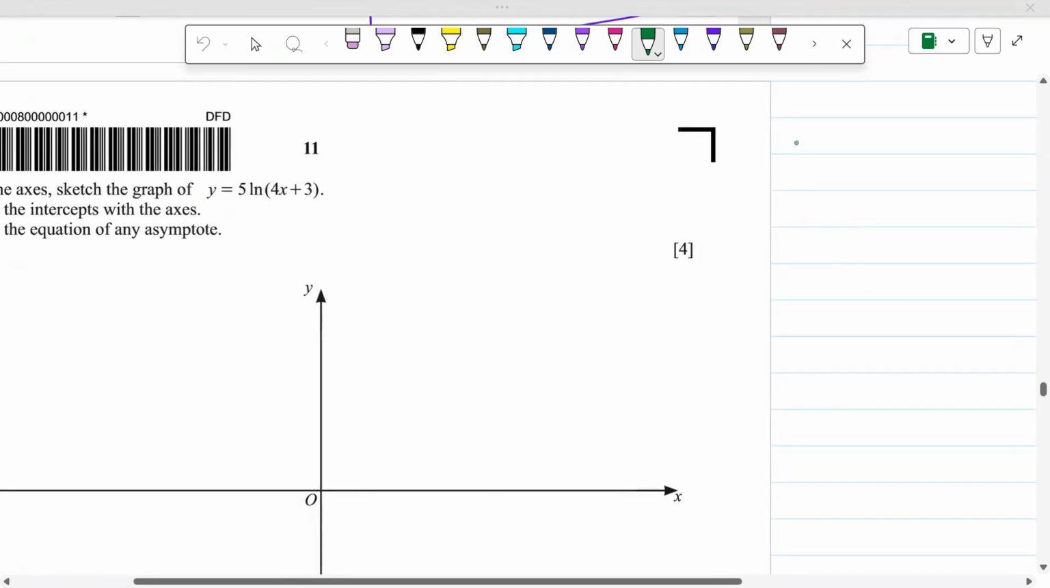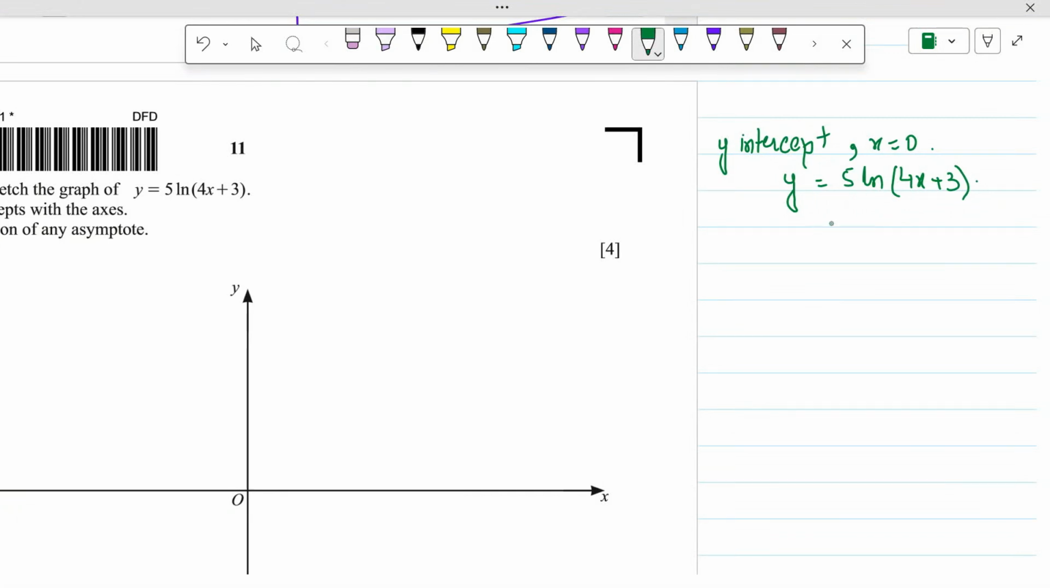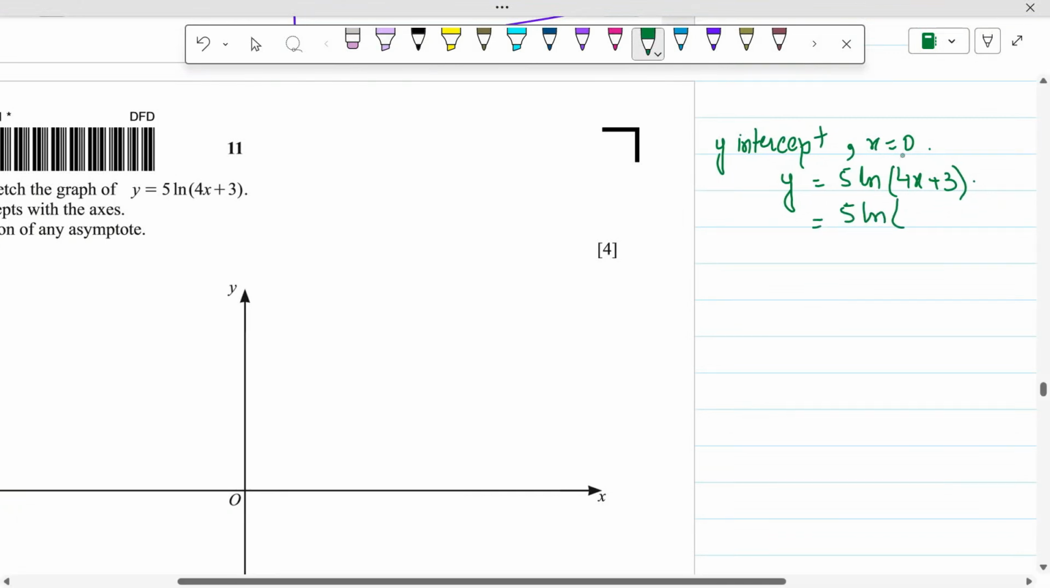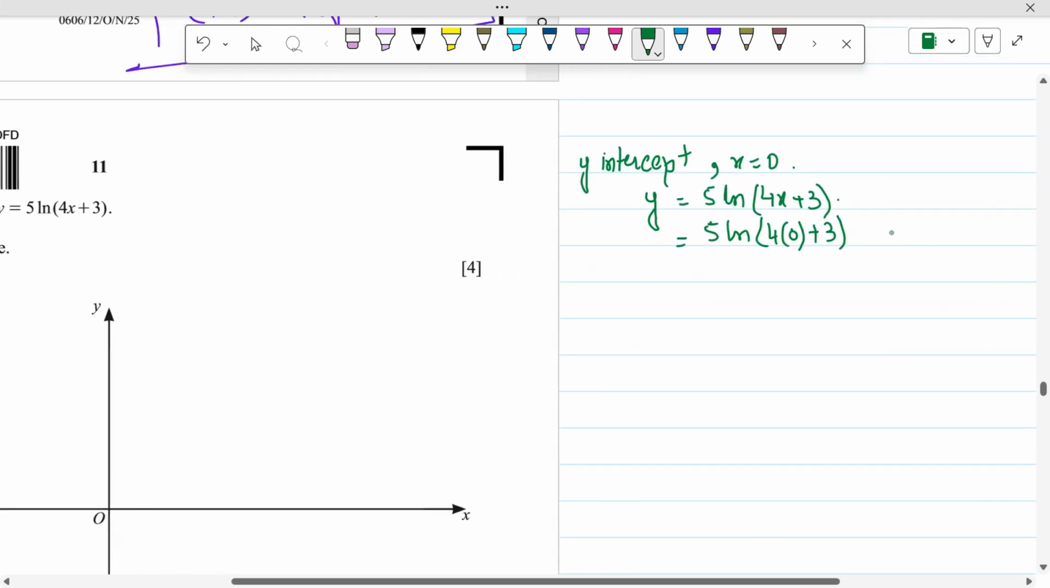To find the y-intercept, we will use x = 0. So we have the equation y = 5 ln(4x + 3), and this one is equal to 5 ln(4 times 0 + 3) when we plug in the value x = 0, and this is equal to 5 ln 3.